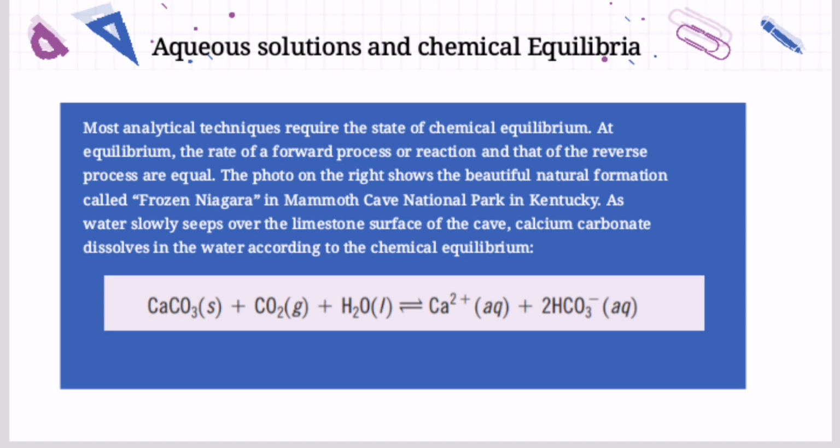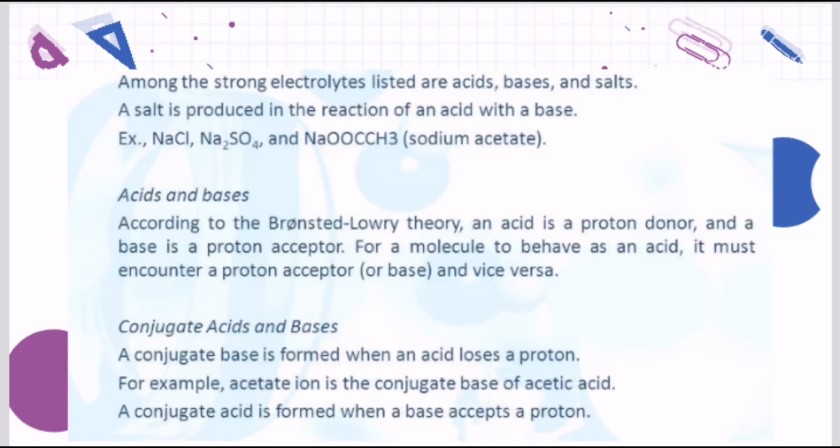Solutions in which water is the solvent are called aqueous solutions, for example, sugar dissolved in water. Among the strong electrolytes listed are acids, bases, and salts. A salt is produced in the reaction of an acid with a base. Examples are NaCl, Na2SO4, and NaOOCCH3, which is sodium acetate.